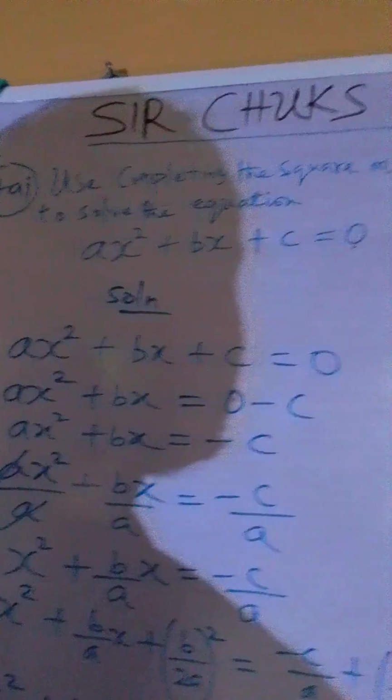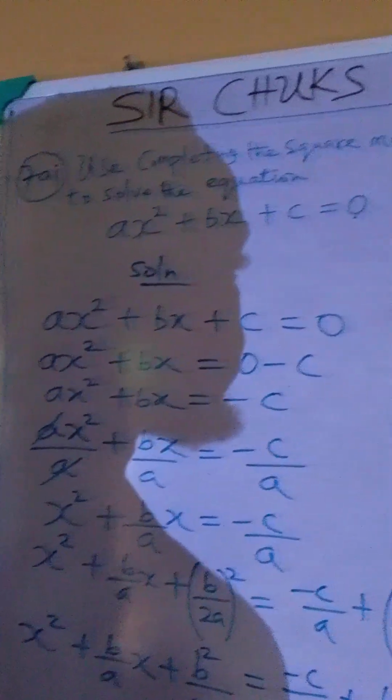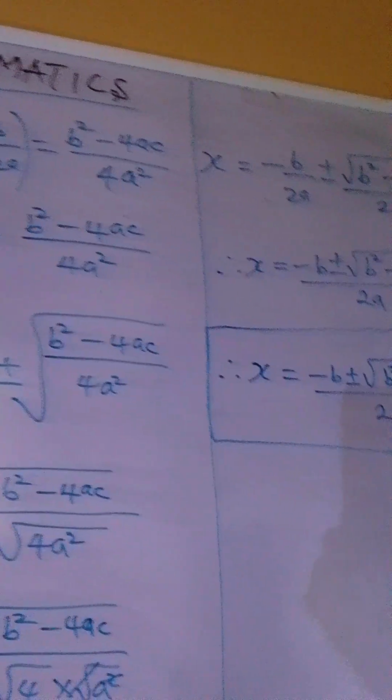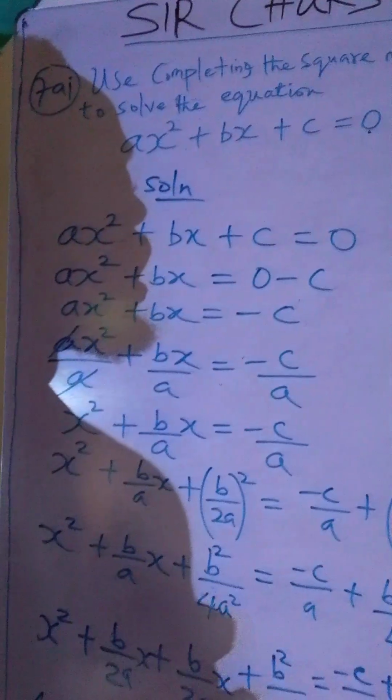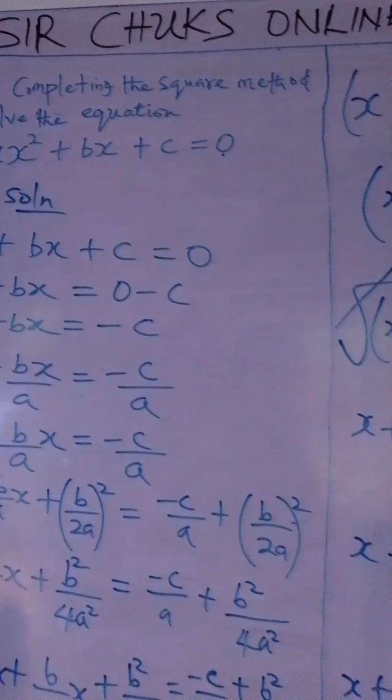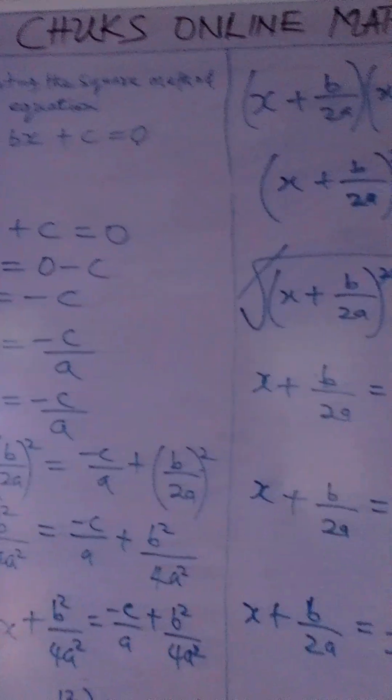So we are asked to solve this equation by the completing the square method. That's exactly what I've just done, and that is our final answer. So this is question number 7a in the NECO mathematics examination written on Wednesday, the 16th of July 2025.